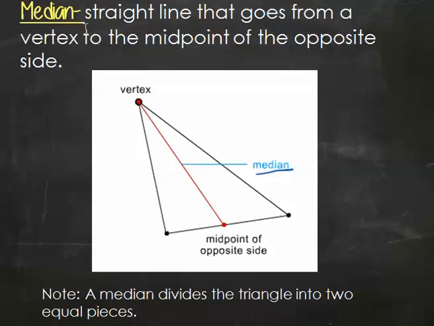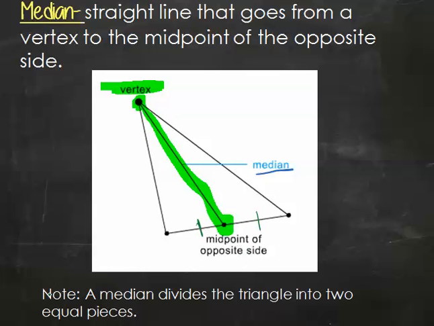The median. The median is a straight line that goes from a vertex to the midpoint of an opposite side. So let's get my highlighter. Here we have our vertex. We put our pin there and then we draw a line down to the midpoint of the opposite side. Since that is a midpoint, it makes that side and that side equal to one another.